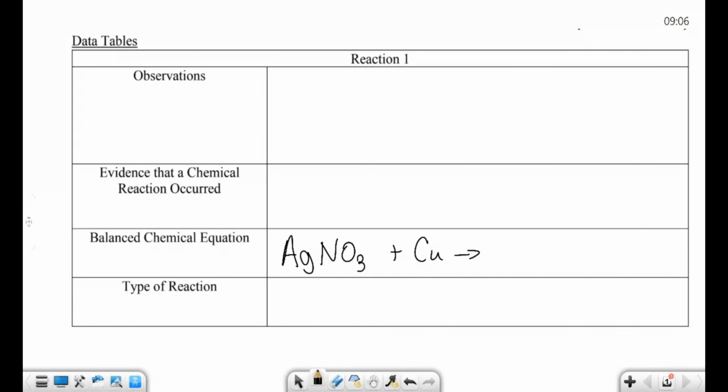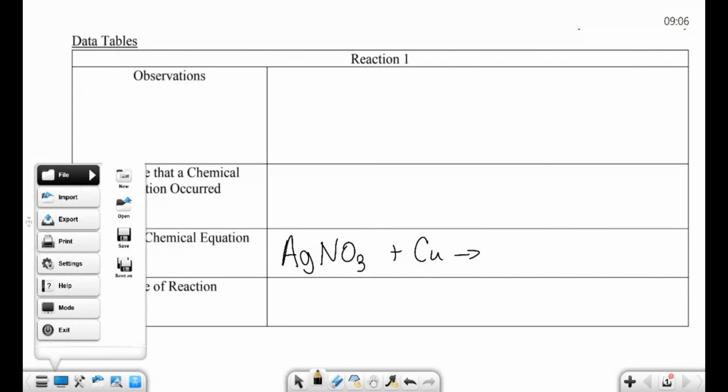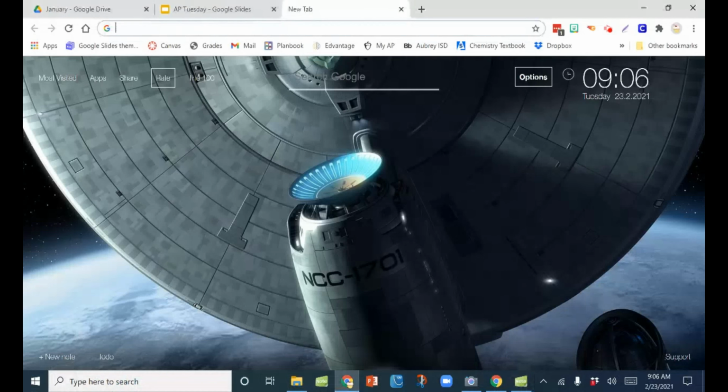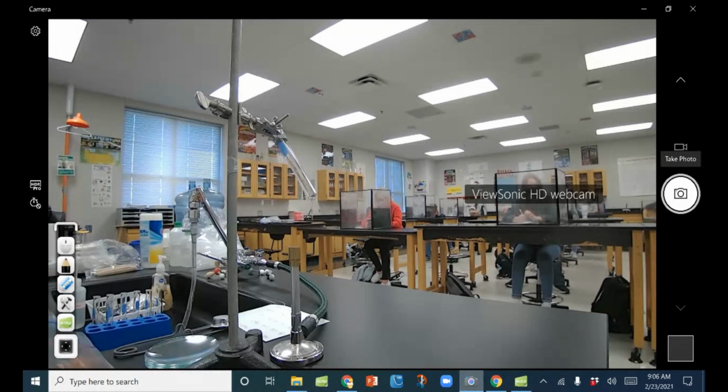What is another name for a single replacement reaction? Kick out. All right, so the copper is going to kick out what? Silver, right. Copper is going to kick out the silver in the reaction. So let's get this started. I'm going to be switching back and forth between the table and the recording, because I'm recording this for people who aren't here.